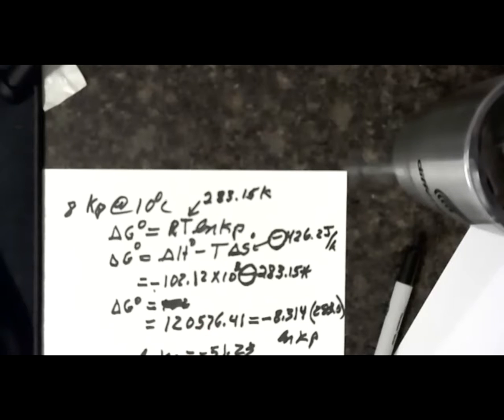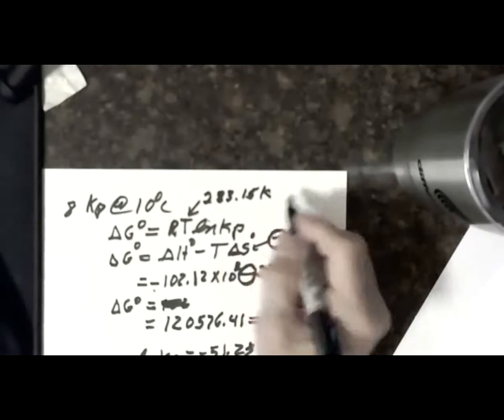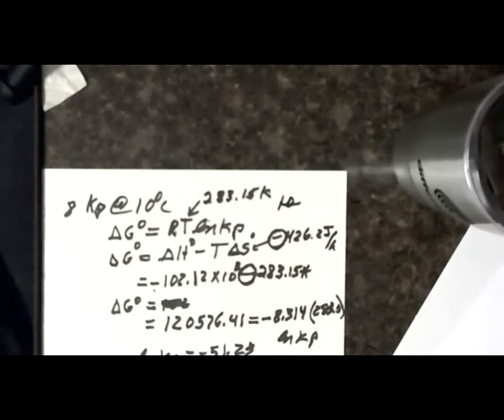Divide that by 8.314 and divide it by 298.15. No, 288. 283. 10 degrees, yes, 283.15. That's right.